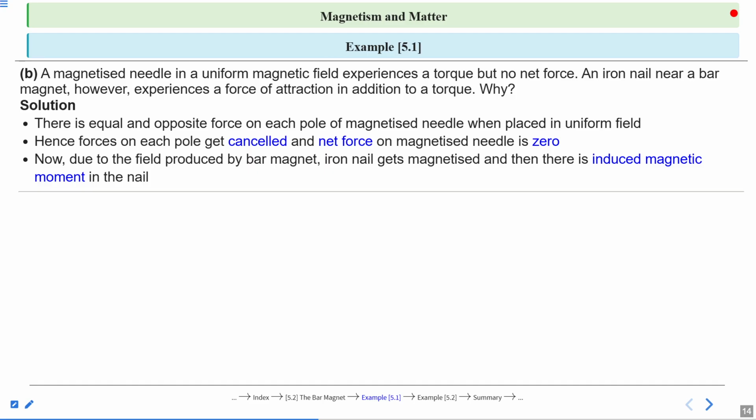When we rub the comb in the hair, it will get charged. Small pieces of paper are uncharged. We place this comb near the uncharged paper pieces, so the paper pieces also induce the charges and get attracted towards the comb. Similarly, when we place an iron nail near the bar magnet, it gets magnetized and induces the magnetic moment. It will induce the magnetic properties. So what is this magnetization, or how is it getting magnetized? We will discuss it in detail in this chapter in the later topics.